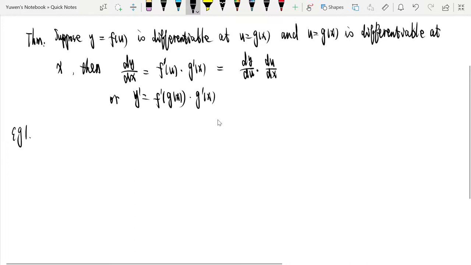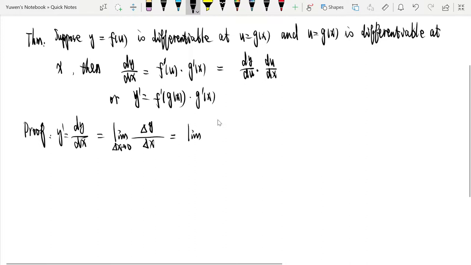Okay, let's use this chain rule. We prove the theorem first. dy over dx, or y prime, is the limit as delta x tends to zero of delta y over delta x. That's the definition of derivative. Then we can write it as delta y over delta u times delta u over delta x, because we multiply both numerator and denominator by delta u. That's the same. Then we separate it into two limits.